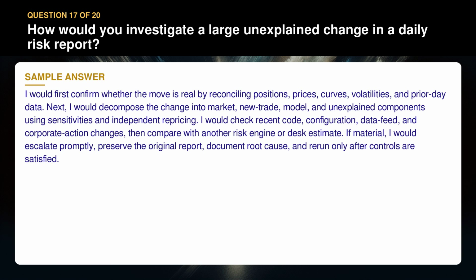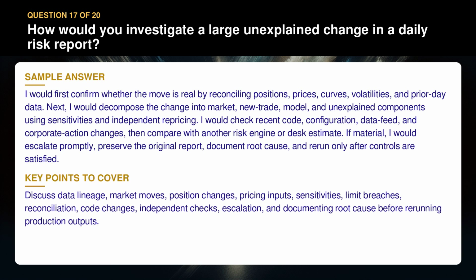I would check recent code, configuration, data feed, and corporate action changes, then compare with another risk engine or desk estimate. If material, I would escalate promptly, preserve the original report, document root cause, and rerun only after controls are satisfied. Discuss data lineage, market moves, position changes, pricing inputs, sensitivities, limit breaches, reconciliation, code changes, independent checks, escalation, and documenting root cause before rerunning production outputs.